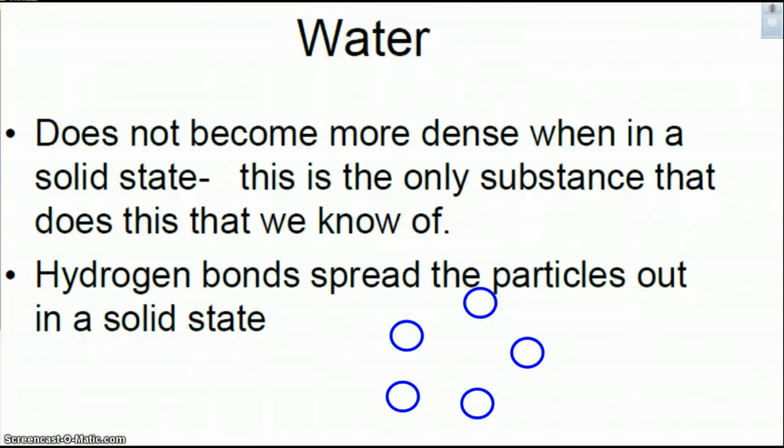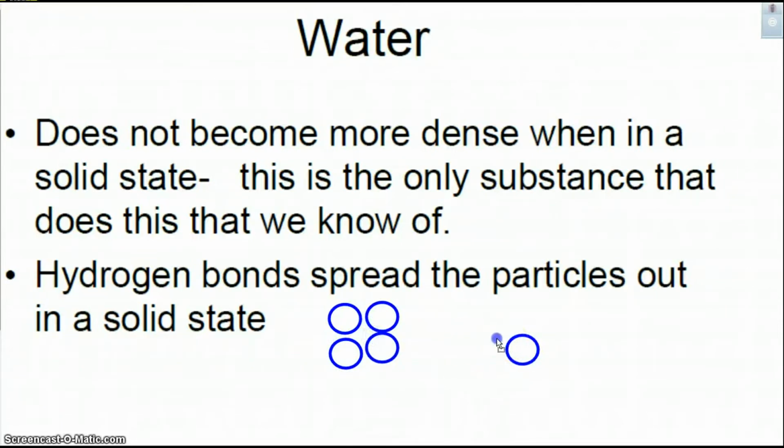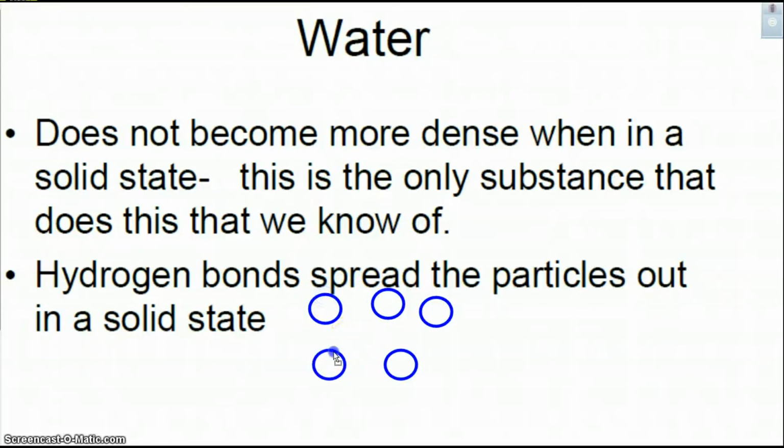Now let's talk about water. Water does not become more dense when it is in a solid state. This is the only substance that does this that we know of. For example, let's say these are water molecules. In normal substances, this would be a solid. In the next goal, we're going to talk about how when you add temperature, particles move a little faster. They spread out. So this would be a liquid, and then this would be a gas.